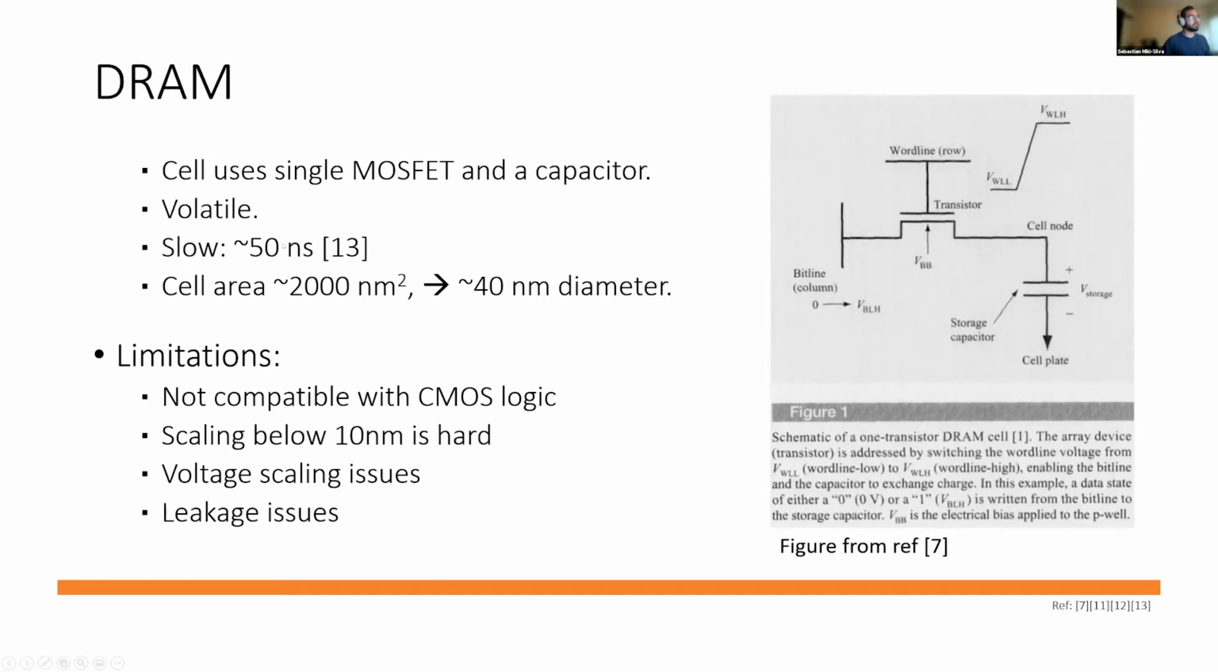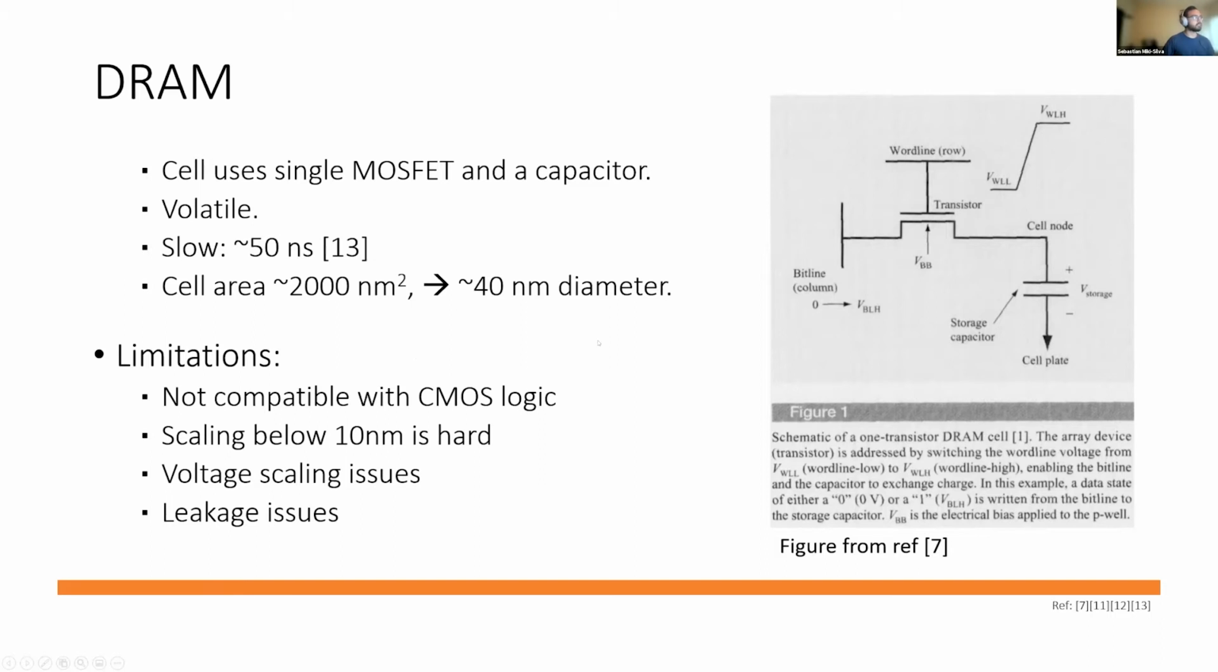DRAM is relatively slow. The speeds are listed around 50 nanoseconds, which is considered slow. But the benefit is that they're really cheap, simple to manufacture, and the cell area is small, so you can pack a lot of them and achieve very high densities. The usual number that I found for the diameter is 40 nanometers.